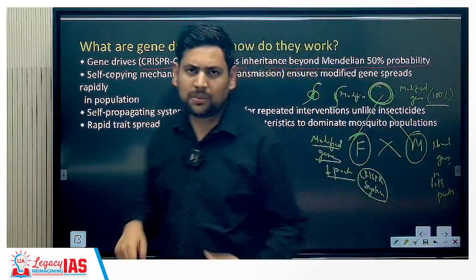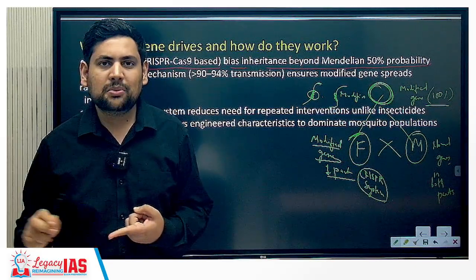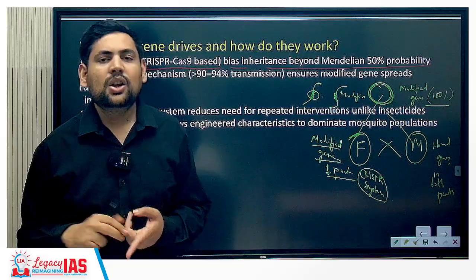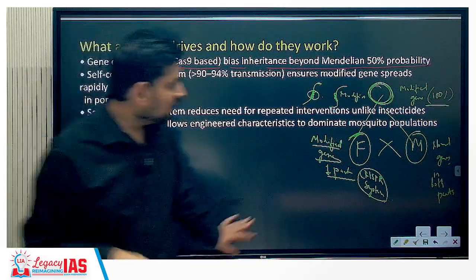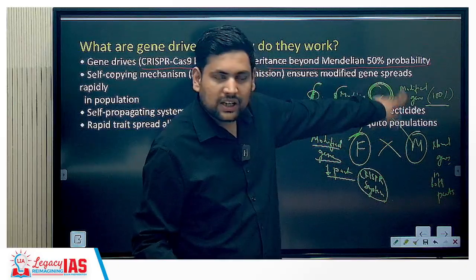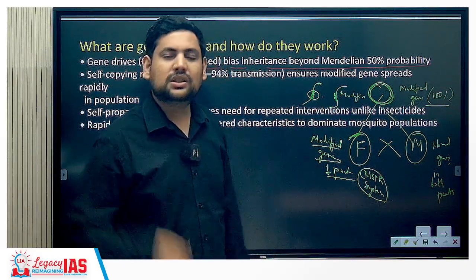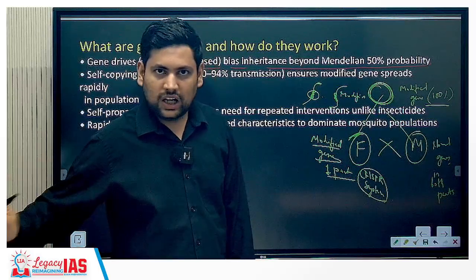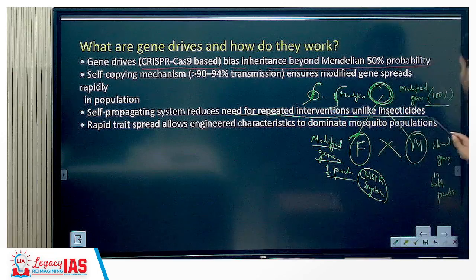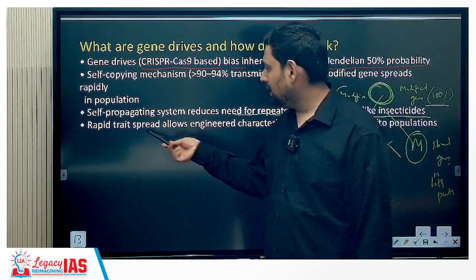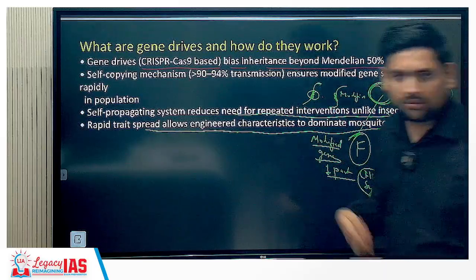Modified gene will usually be something that does not allow it to have plasmodium inside it, or will produce more male offspring, whatever, it does not matter. Modification is done. Now the offspring is 100% modified gene. In the next generation also, the same thing will be done by the CRISPR system, and it continues. Understood? So the self-propagating system reduces the need for repeated intervention. Unlike insecticides, rapid spread allows engineered characteristics to dominate the mosquito population.